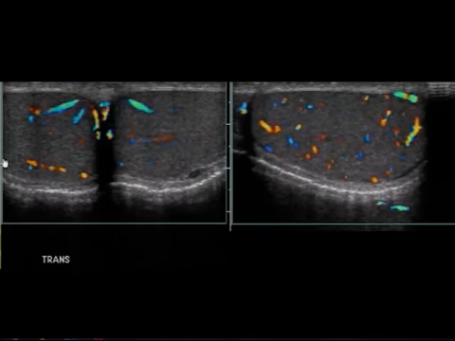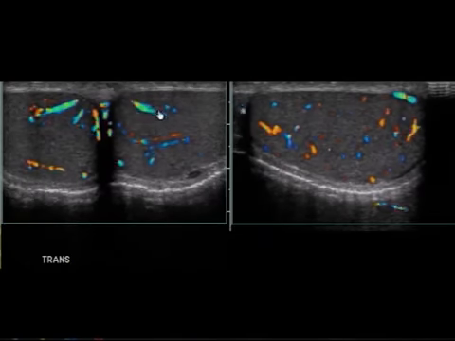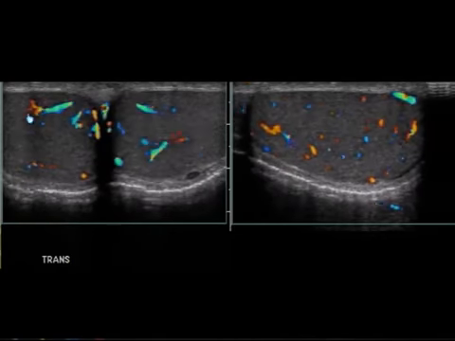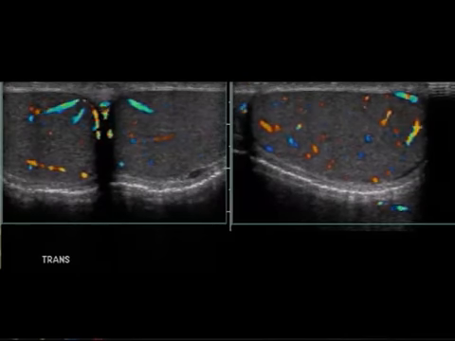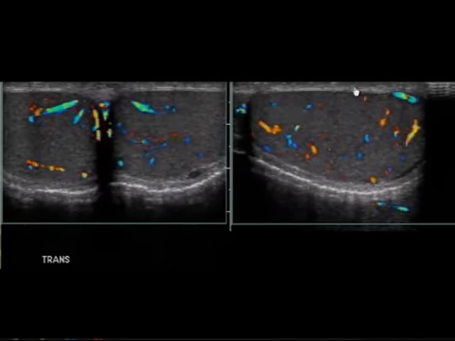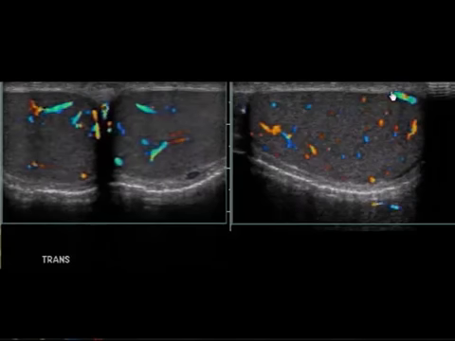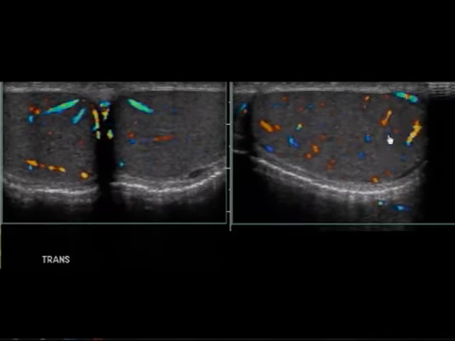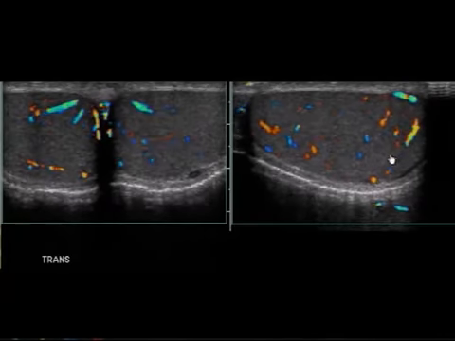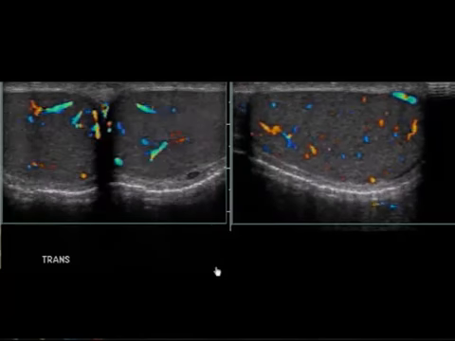So here we have a transverse view of the scrotum. We can see both testicles, and we see blood flow scattered throughout the testicular parenchyma. And on this longitudinal view, we can see up in this corner the capsular artery, as well as blood flow inside and scattered throughout the testicular parenchyma.